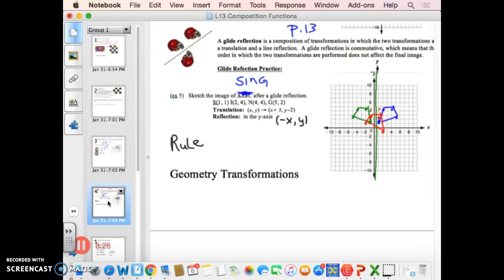Okay. Now if I wanted to write a rule, I basically have to combine this rule and this rule together. So when I write my rule for the whole transformation, I know my x is going to be negative, and then I added 3. My y-coordinates stayed the same, but then I subtracted 2. So it should look like that. And that's how you write both rules in one.